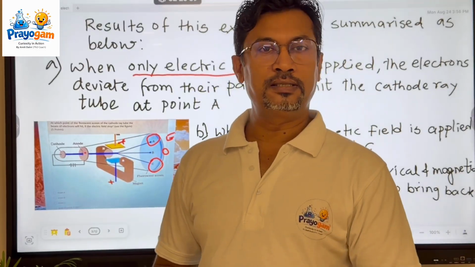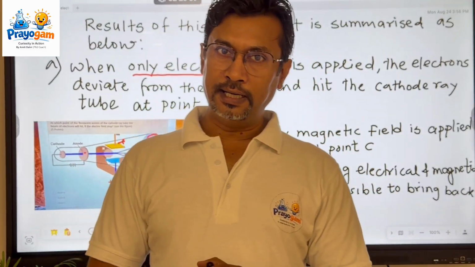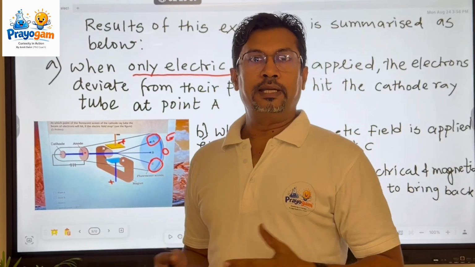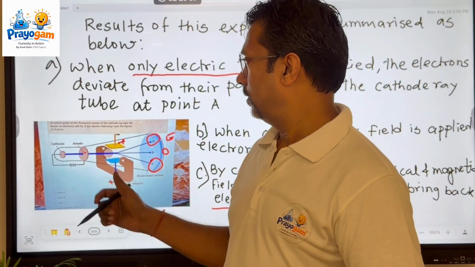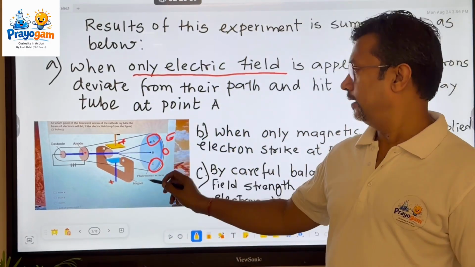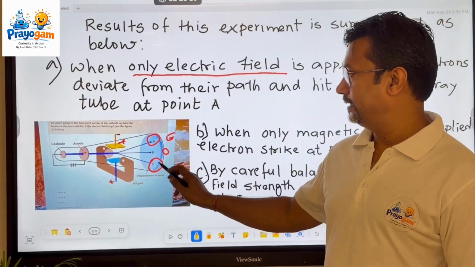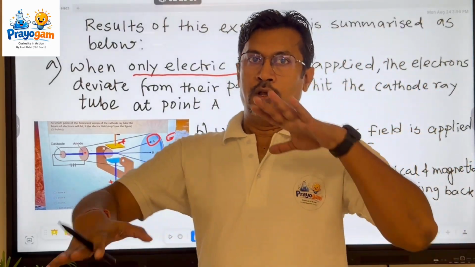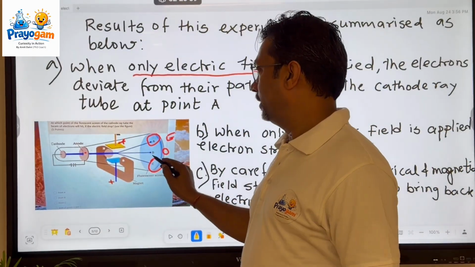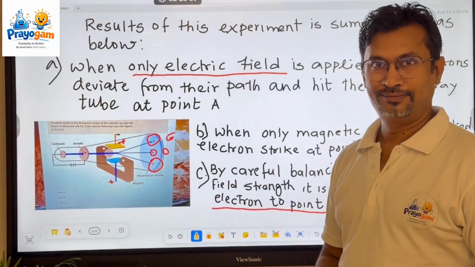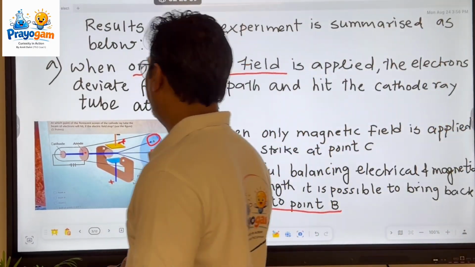So these are the 3 changes J.J. Thomson did to calculate charge to mass ratio. ठीक है बच्चों? For electric field hit A, in magnetic field hit C, and when there was a balance between the electric and magnetic field, it hit the point B. Clear बच्चों? So that's what here they have given.